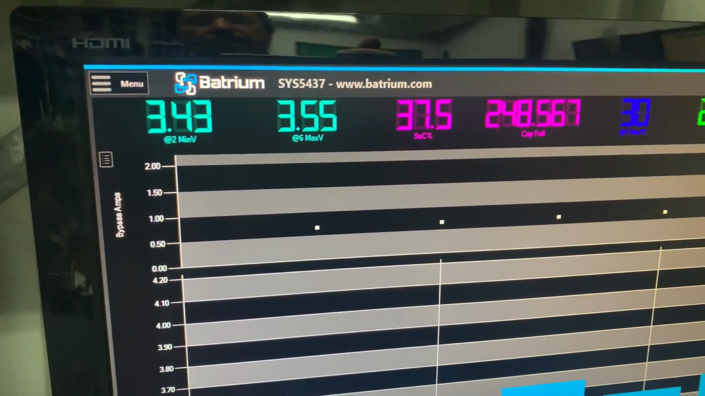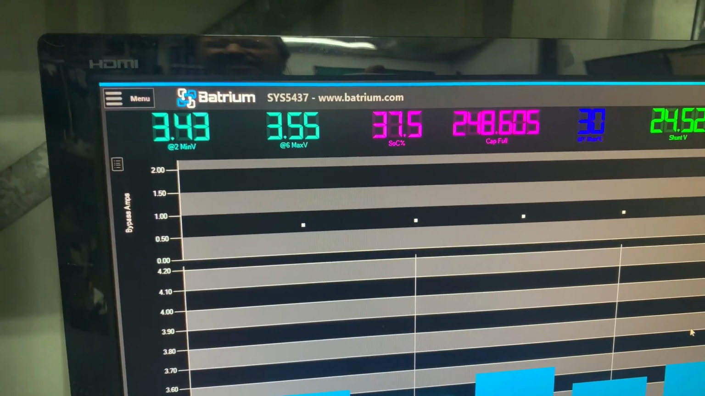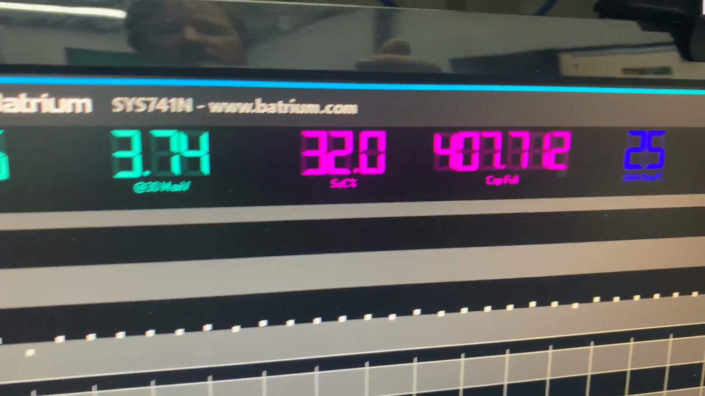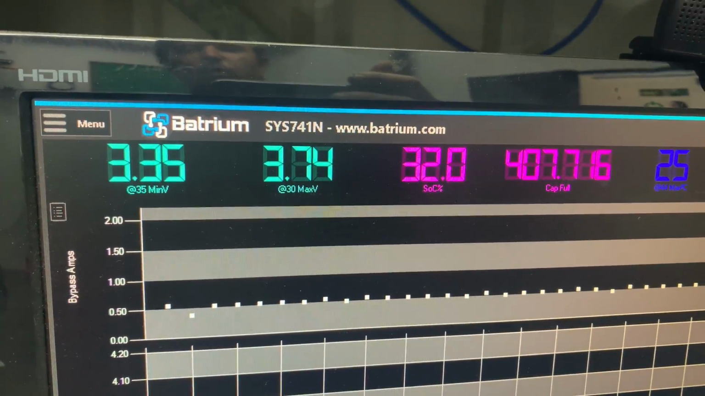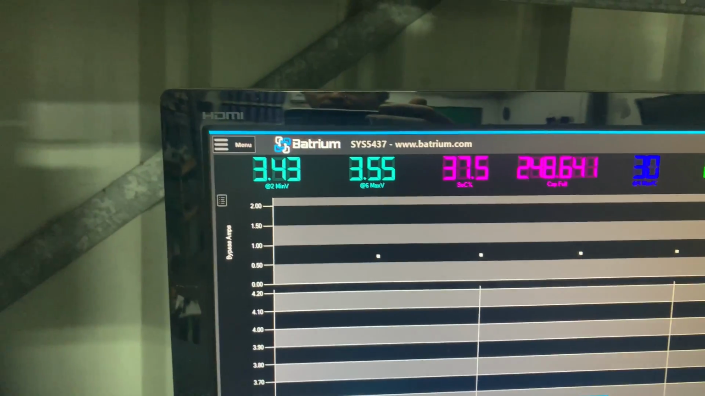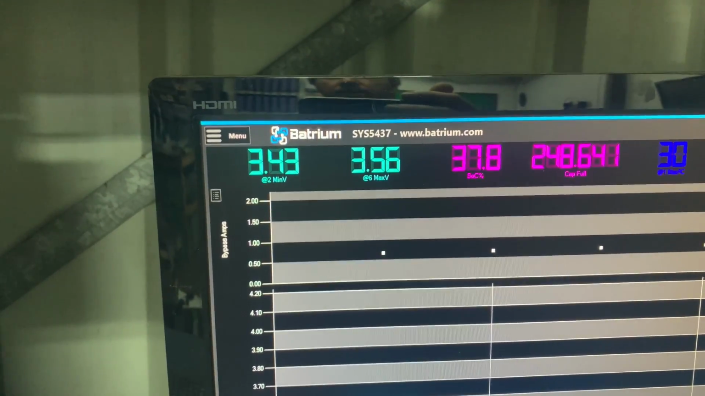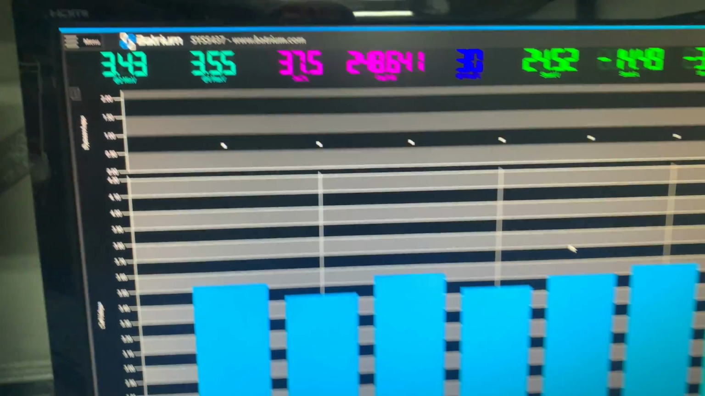So that's saying 37% state of charge, and that's saying 35% state of charge. But we've got almost half a volt spread there, if my maths is right. And we've only got 0.1 of a volt spread on that one.